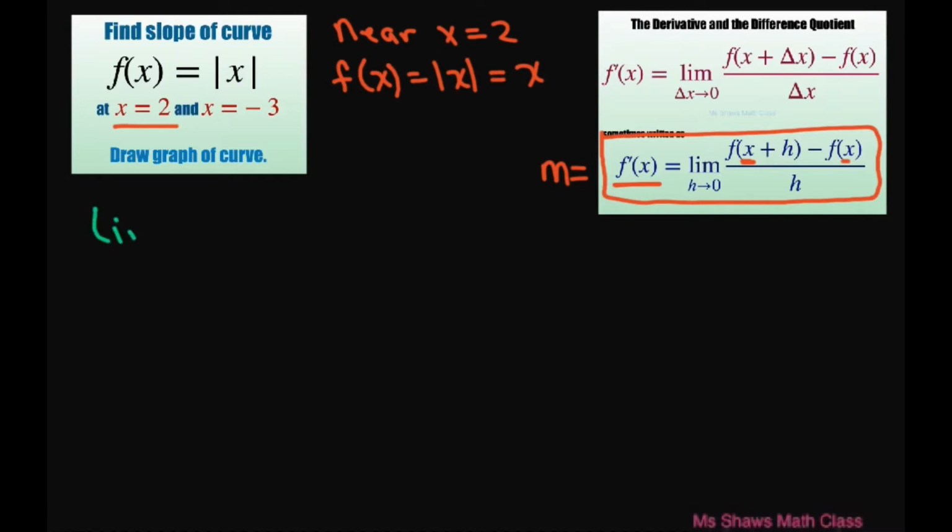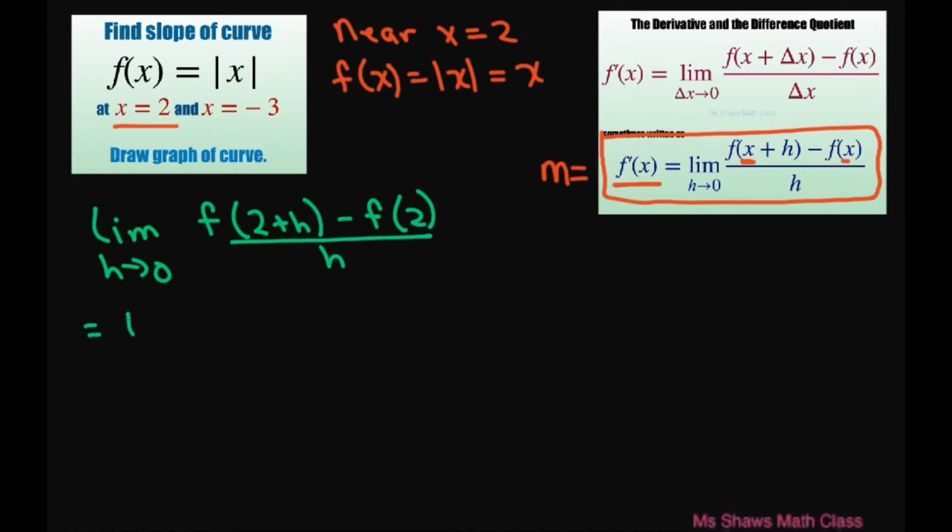We have the limit as h approaches 0 of f of, now my x is 2, so you're going to write 2 plus h minus f of 2, divided by h. This gives me the limit as h approaches 0. Now we're just using x here instead of absolute value of x. So this is just going to give you 2 plus h minus 2, divided by h.